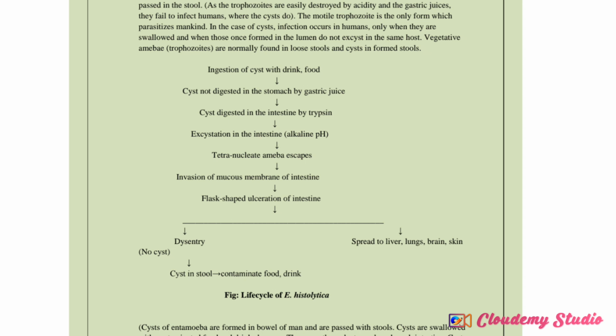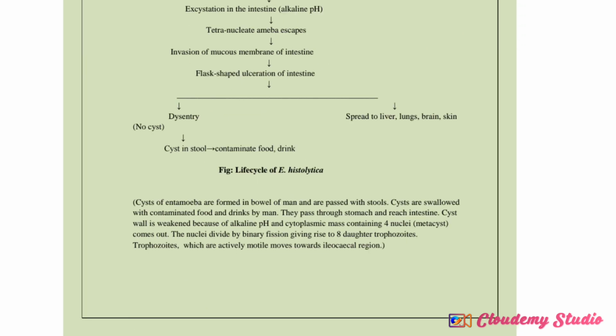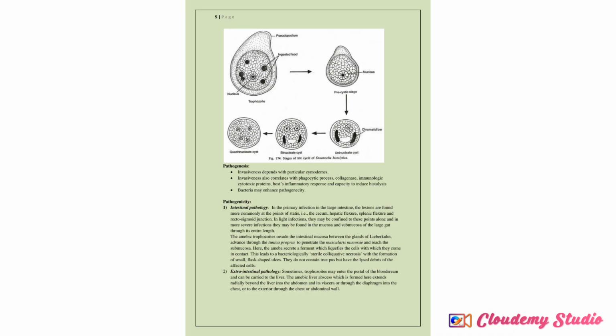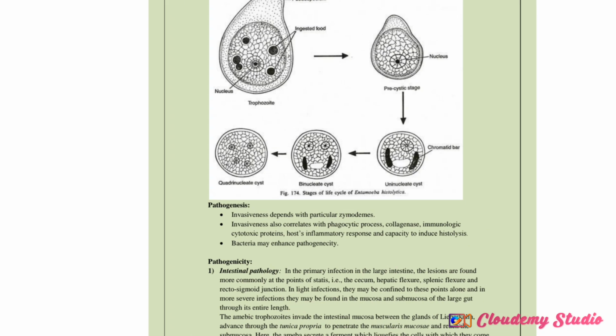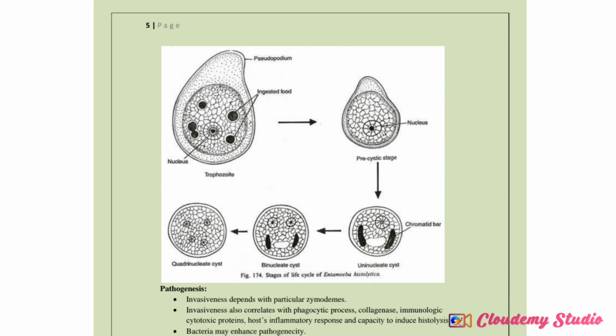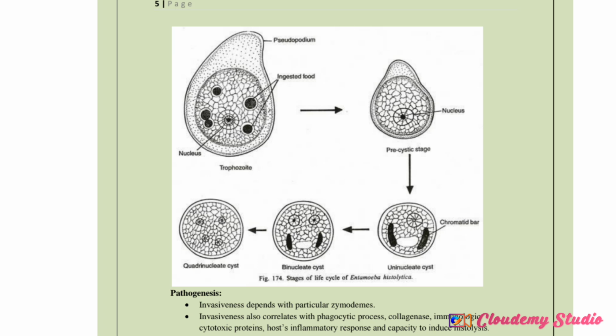So they can cause two things. Either it causes dysentery, you understand, or it spreads into the liver, the lungs, and the brain to cause secondary infection. So look at this. This is the trophozoite form, having only one nucleus, and the ingested food containing red blood cells. This is the precystic form.